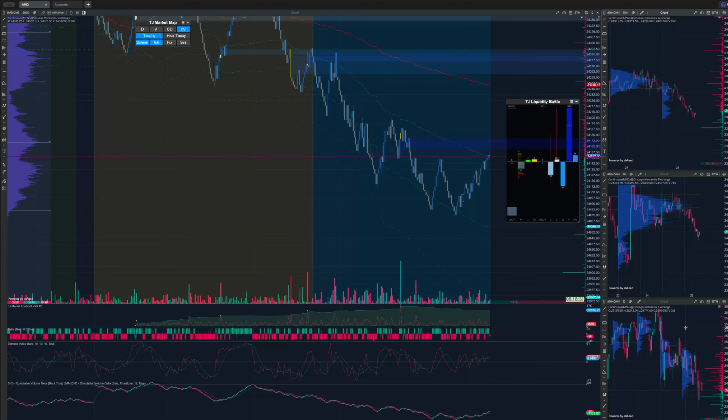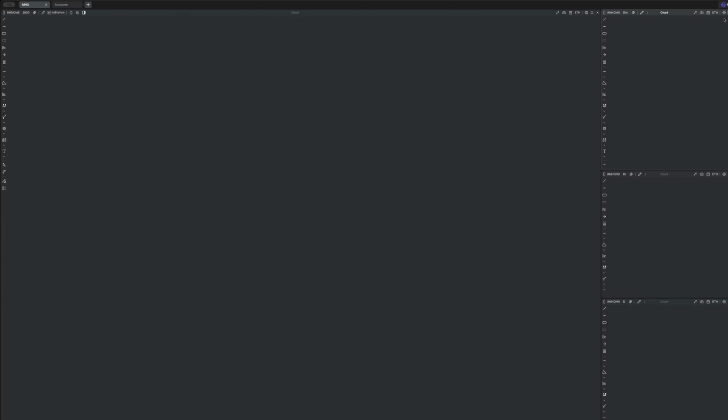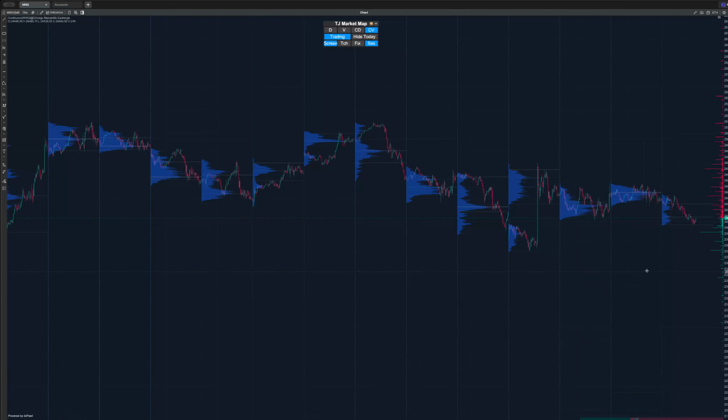I've got on a separate screen the footprint of the ES, just to check out the correlations there. But that's my main chart. That's my trading terminal here. I like to keep it simple. So let's look at the major areas.